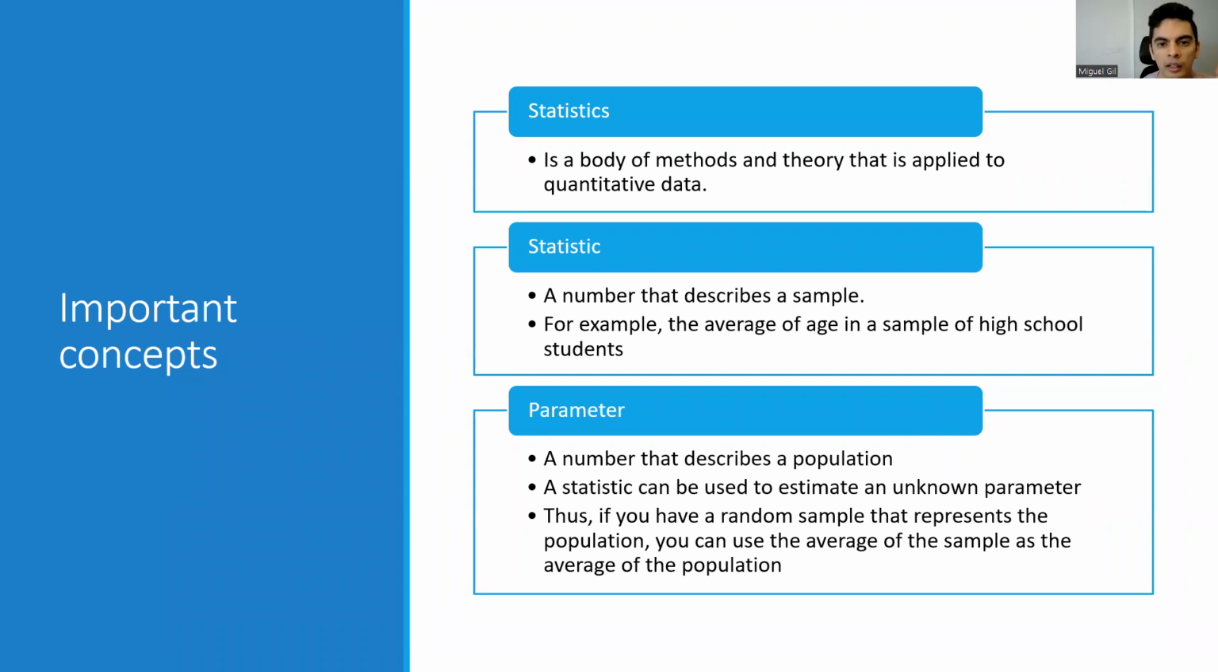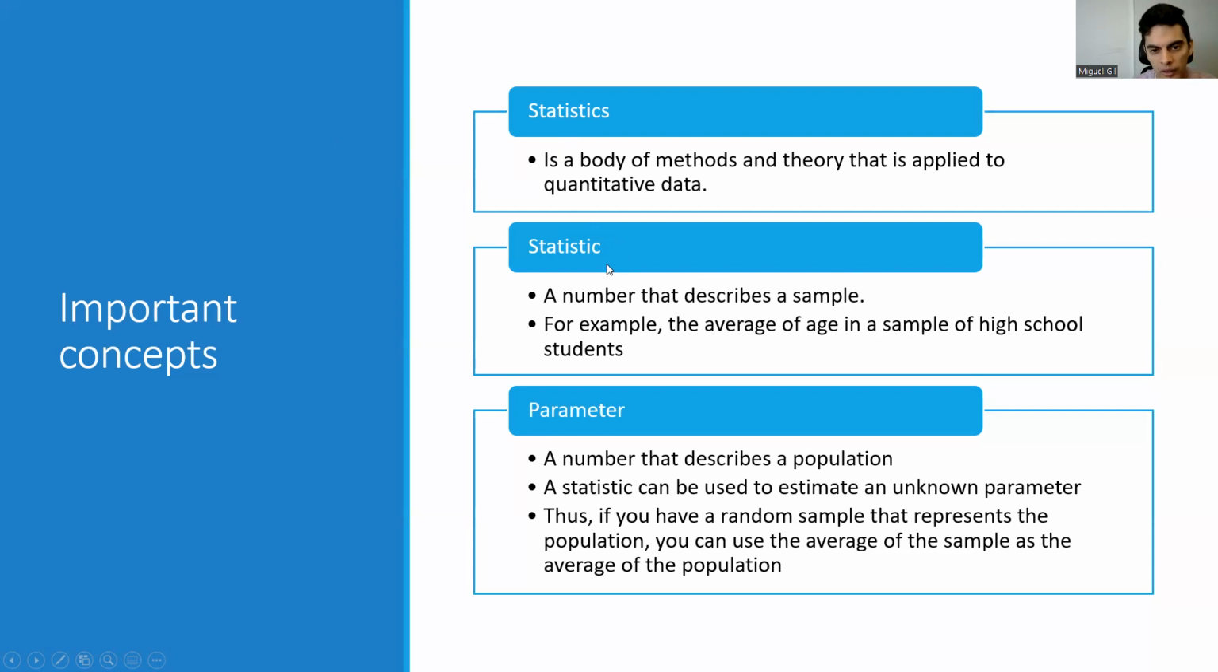And so I think that might be the biggest difference to what we understand normally as statistics, that it is actually supported by theory. So it's a combination of methods and theory that you apply to quantitative data to analyze it. Then we have statistic, without the S, only statistic. And statistic is defined as a number that describes a sample. So here the important thing is the sample. A statistic belongs to a sample.